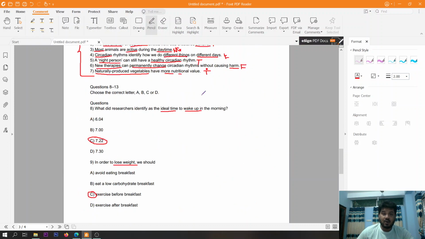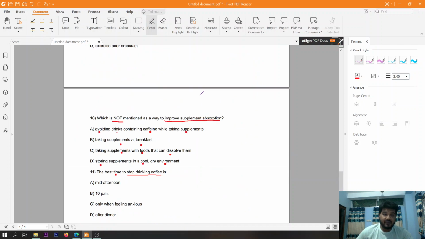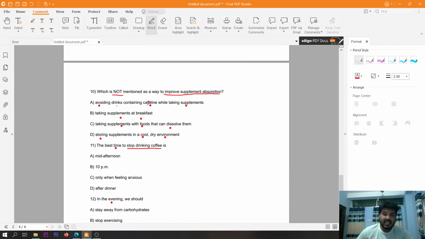So there we got our 3 points. Avoiding drinks containing caffeine, we have caffeine. Taking supplements at breakfast, we did particularly see that, but we need to look at it again. Taking supplements with food that can dissolve them, and storing supplements in a cool and dry environment. Now let's read these two again, and let's see if we can identify them.